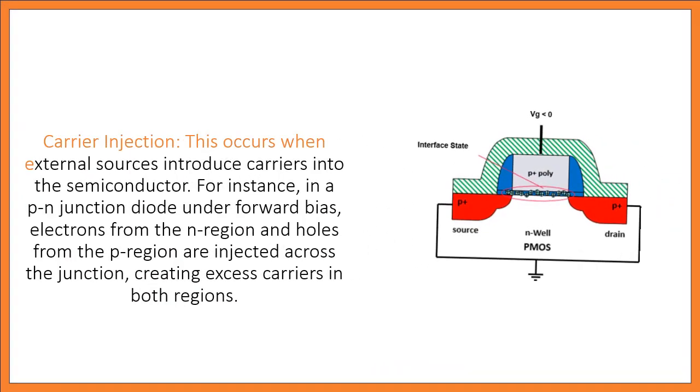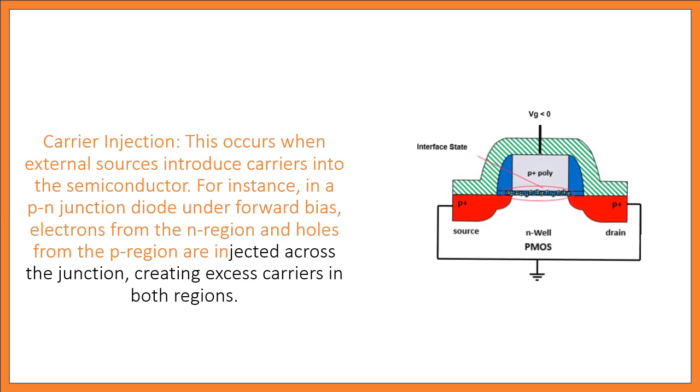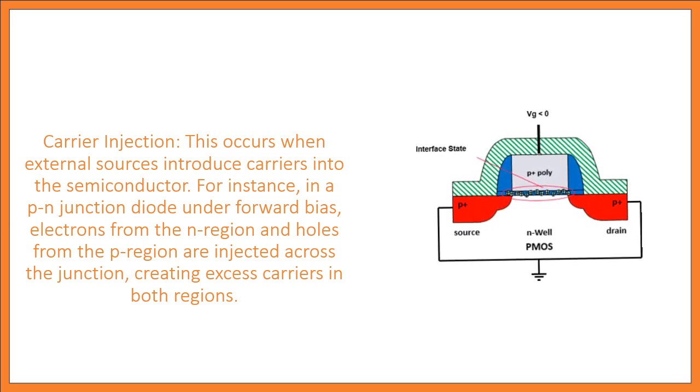Carrier injection. This occurs when external sources introduce carriers into the semiconductor. For instance, in a p-n junction diode under forward bias, electrons from the n region and holes from the p region are injected across the junction, creating excess carriers in both regions.